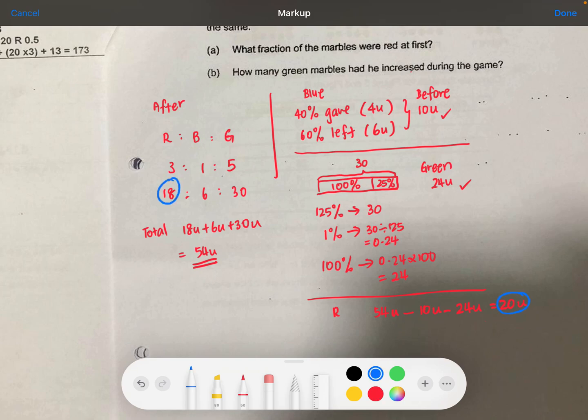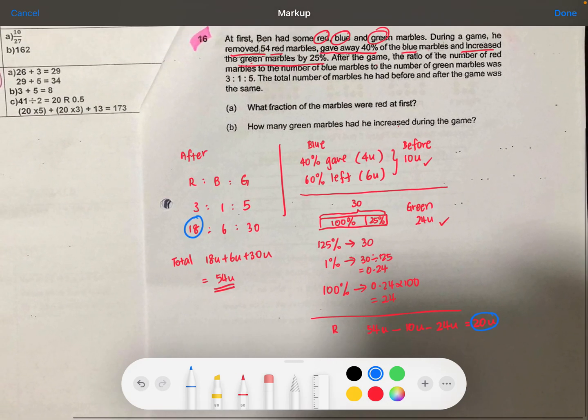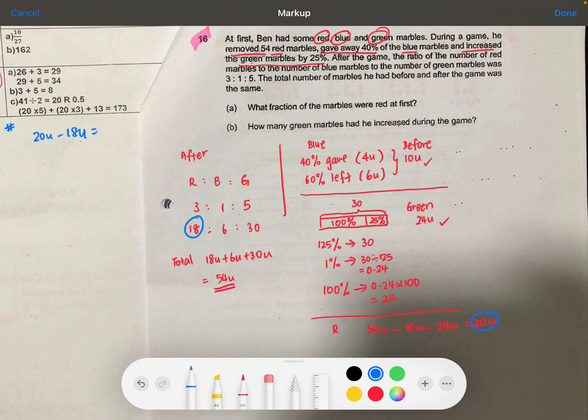So the difference in the units is 2 units. I will continue here, okay? The difference is 20 units minus 18 units. I have a difference of 2 units. This 2 units is represented by the removal of 54 marbles. So 2 units equals 54. 1 unit equals 27, because I divide by 2. Okay, maybe I show the equation over here. Equals 27.